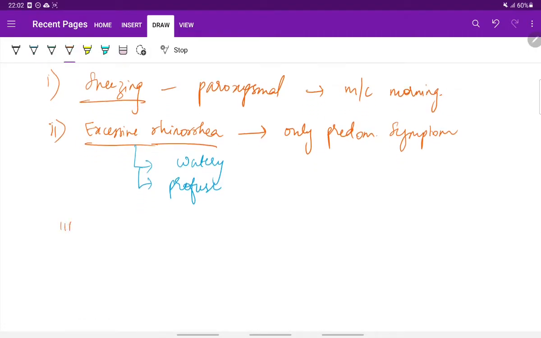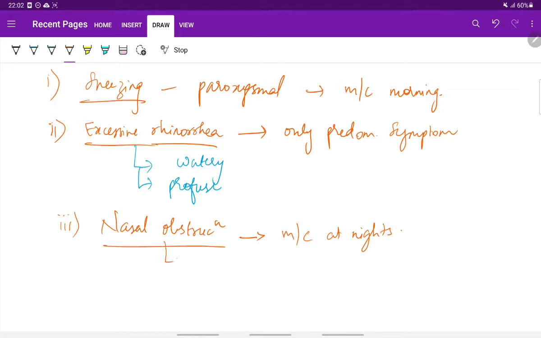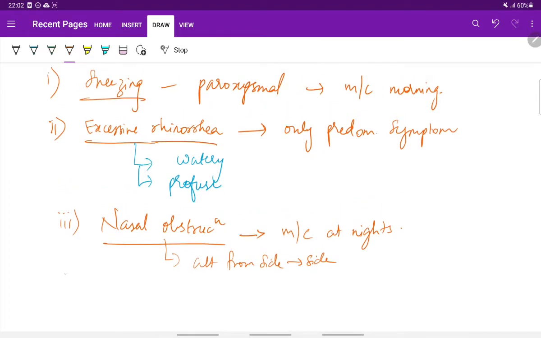The next symptom is nasal obstruction, which is more commonly seen at nights. And this can alternate from side to side. One more symptom can be present, that is post nasal drip. So these are the four common presenting symptoms: paroxysmal sneezing, excessive rhinorrhea, nasal obstruction, and post nasal drip.